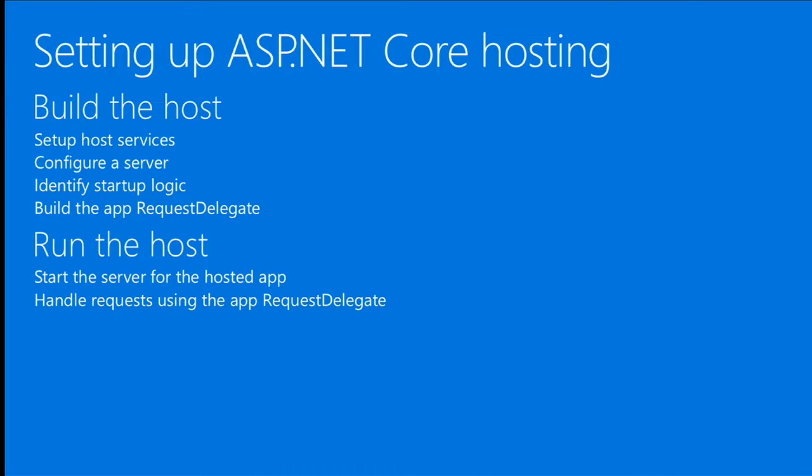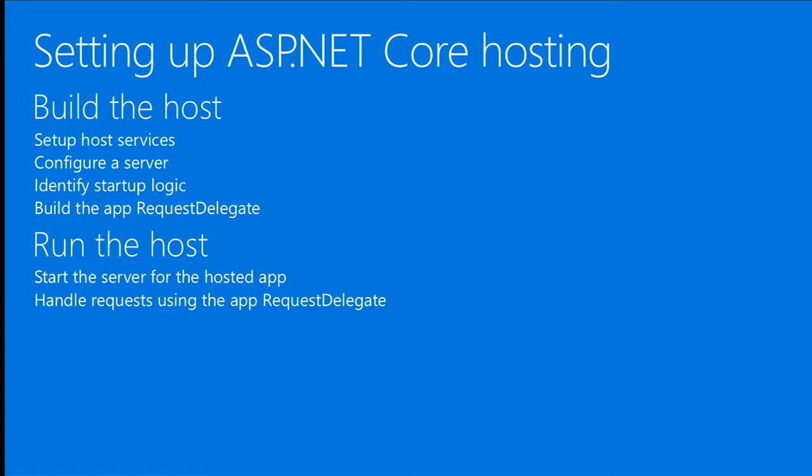The construction of the host will identify your startup logic, the logic that really defines what your app is. You'll say what that startup logic is and where you want the host to locate it. And then build will actually build your app. What it will build is this thing called a request delegate. The request delegate is the thing that every request will get handed to, and that will then execute the logic of your application. So you build your host, and then you run the host.